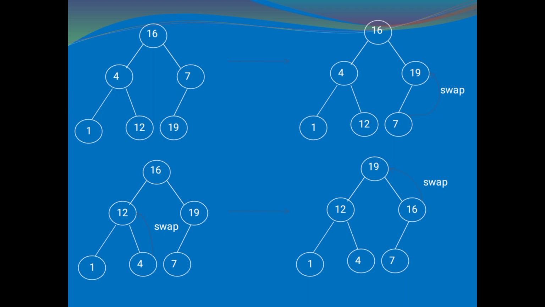Now compare 12 with 4. According to the max heap condition, the parent should have the maximum value and the child should have a small value. So what should I do? I swap 12 with 4. See in the third figure. 12 is compared with 4 and swapped, and after that my tree looks like this. In the third figure: 16, 12, 19, 1, 4 and 7.